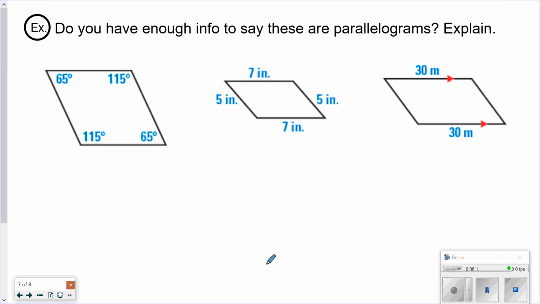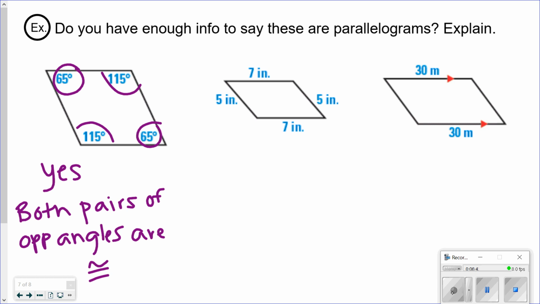So let's look at these examples. Do we have enough information to say that these are parallelograms? Yes or no? So let's look at the first example here. For this, we just know our angle measures. So looking at the angles, is this enough information to prove that this is a parallelogram? The answer is yes. Well, why? Well, we notice that the opposite angles are congruent. So I'm going to write that out. So yes, because both pairs of opposite angles are congruent.